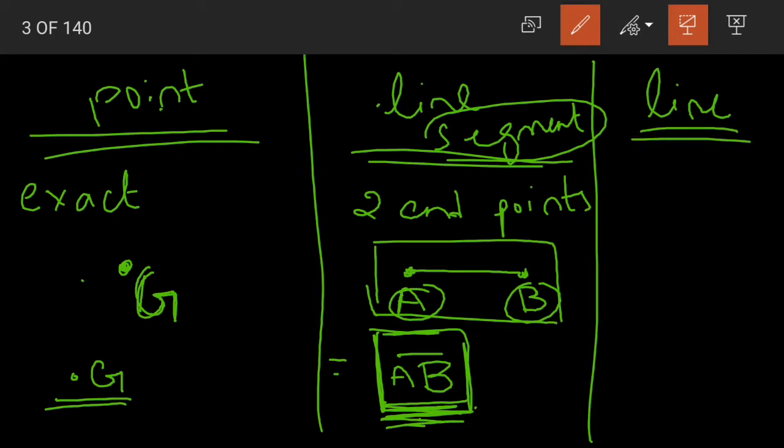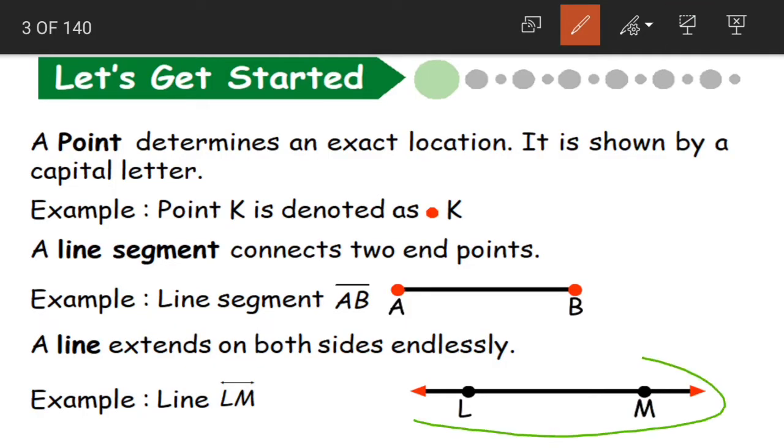Now coming to line. Line is something that has no endpoints. Line can extend on both the sides. See, for example, this is our line segment. Yes or no, it is having two endpoints. But if I can extend this line segment on both the sides, then it will be called as my line. See here. Are you able to see? LM. If we had only this much, it would have been a line segment.